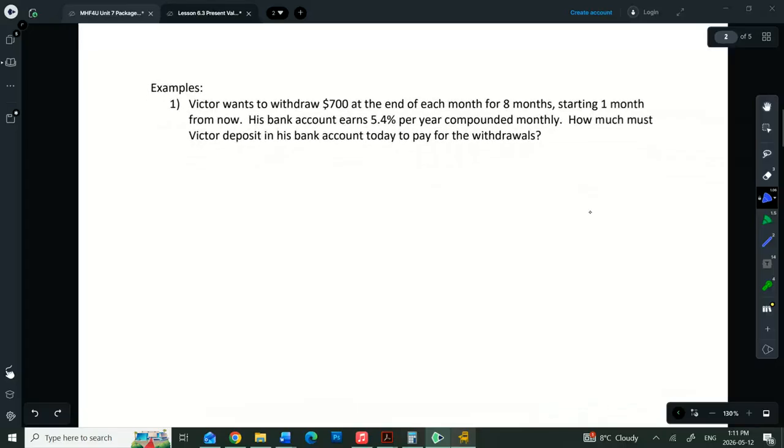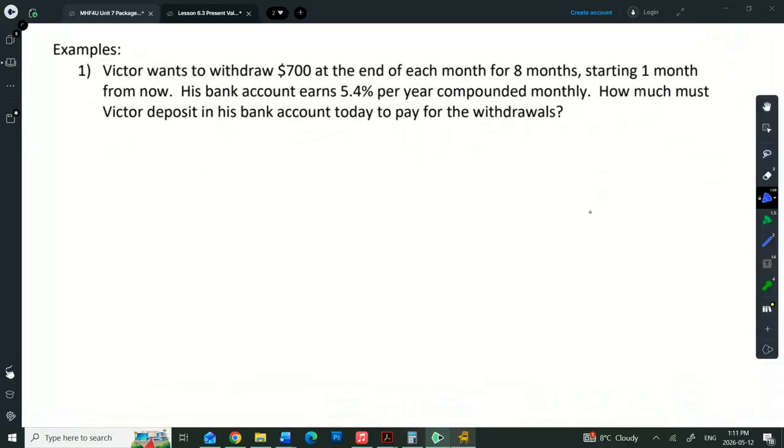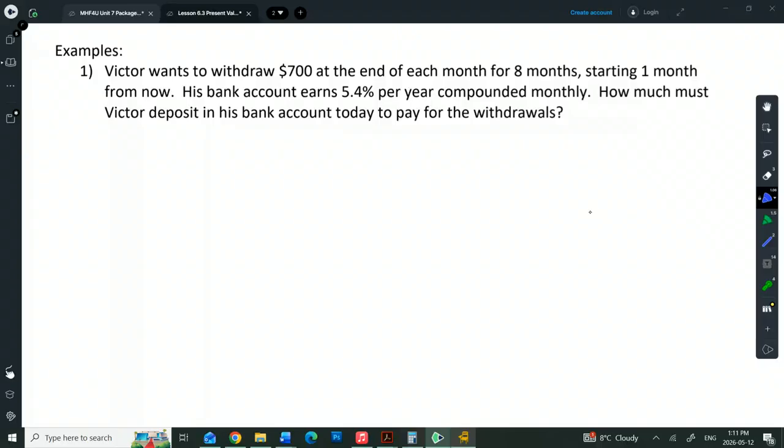Okay, so let's look at a couple examples here. Victor wants to withdraw $700 at the end of each month for 8 months, starting 1 month from now. His bank account earns 5.4% interest per year, compounded monthly. How much must Victor deposit in his bank account today to pay for the withdrawals? So the idea is that you're gaining interest on that, even though you're making some withdrawals from that.